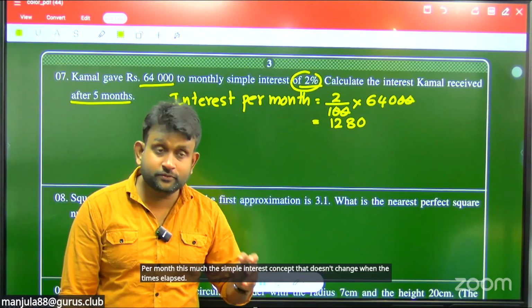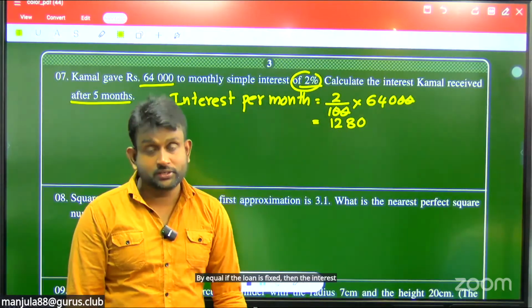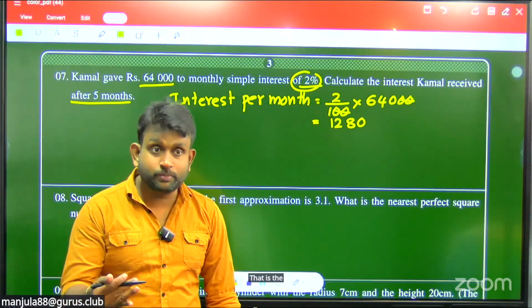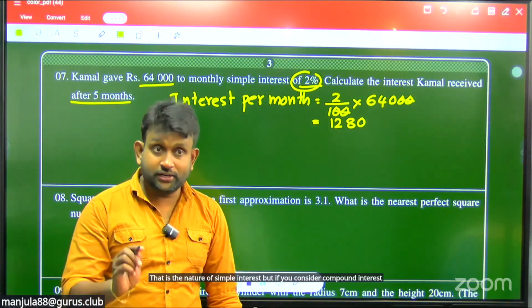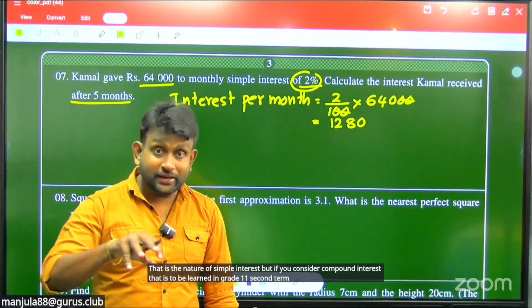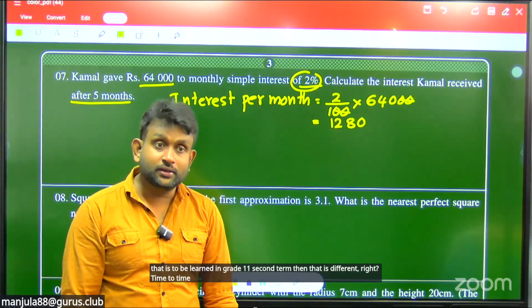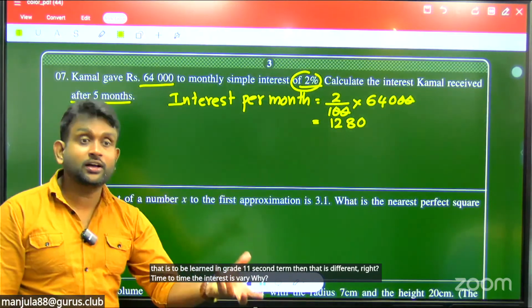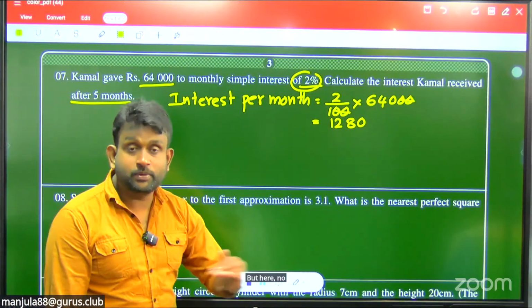Why? If the loan is fixed, then the interest is similar each month. That is the nature of simple interest. But if you consider compound interest, which is to be learnt in grade 11 second term, then it is different, right? From time to time the interest varies. Why? Because interest is charged even on the interest applied. But here no problem, you can multiply with the timing.